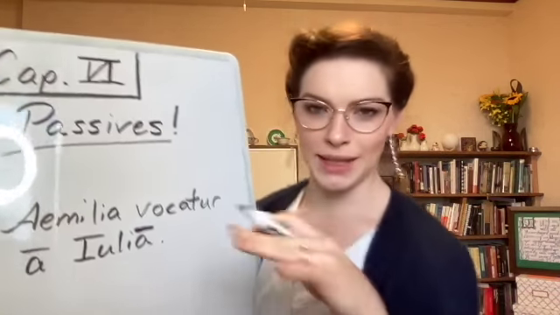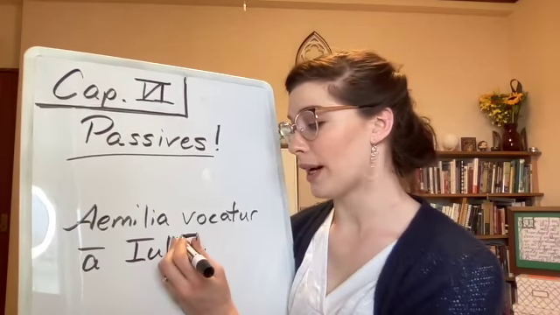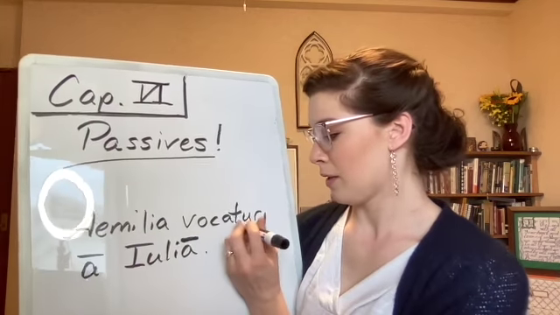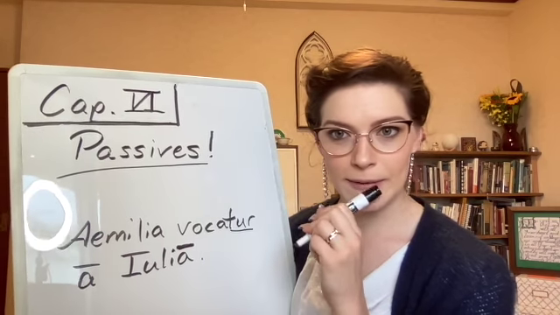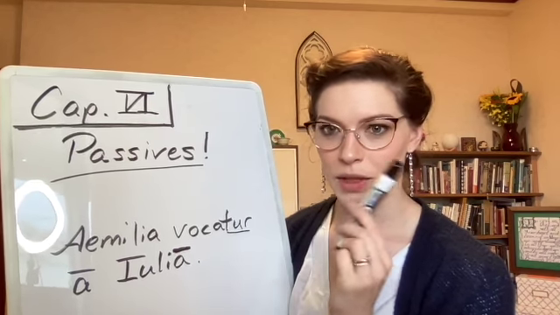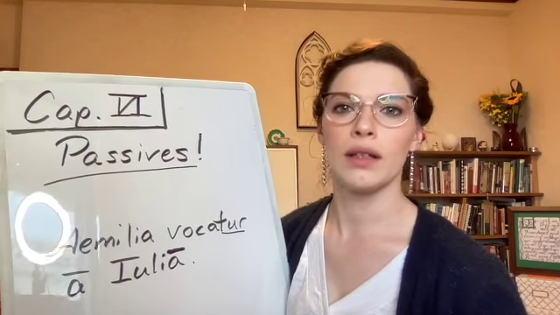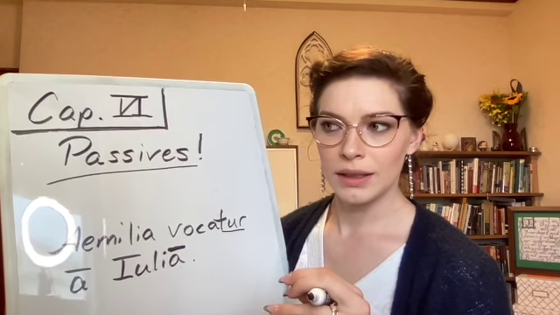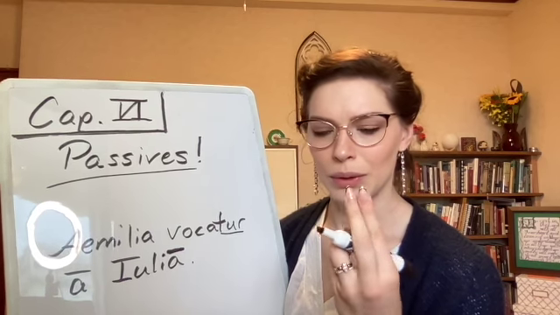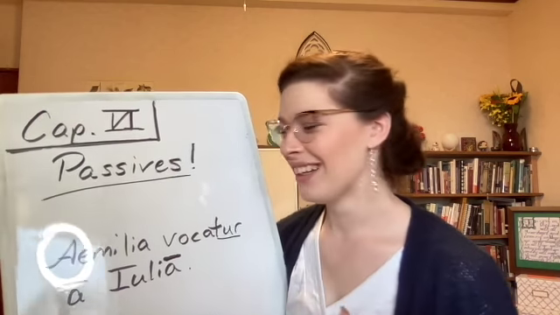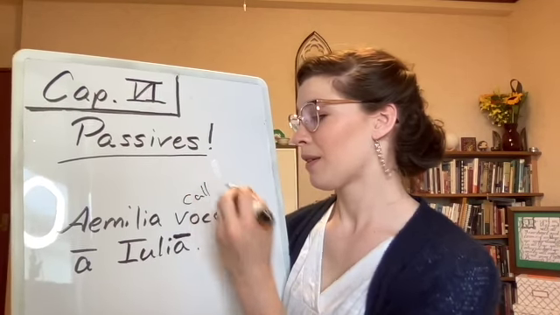Okay. But anyways, we're translating right now. So, Amelia vocatur a Julia. So, Amelia is being... Do you guys remember what voca is, by the way? Does anybody know it? Check chapter, Capitulum 3 vocab. Capitulum 3 vocab has it. Anybody? 5, 4, 3, 2, 1. I'm trying not to drop my pen. I'm not sure if anybody had it, but it was call. Vocat is call.